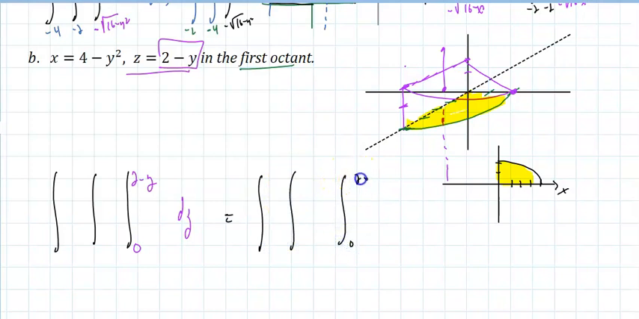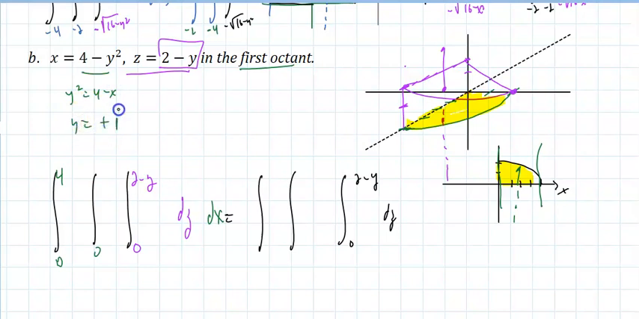So that is 0 to 2 minus y dz. I could run this and say, well, let's see. Let x run from x equals 0 to x equals 4, and y runs from 0 to y equals plus or minus, but I want the positive in this case, the square root of 4 minus x. That will take care of business for me in one direction.